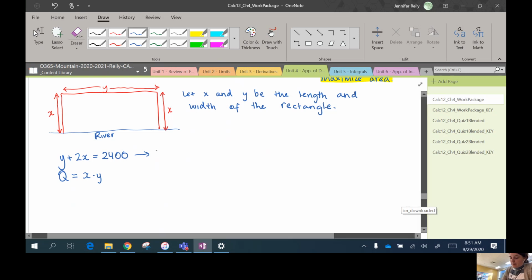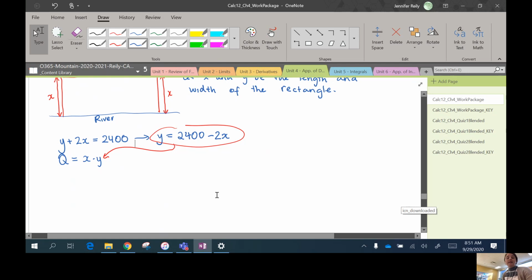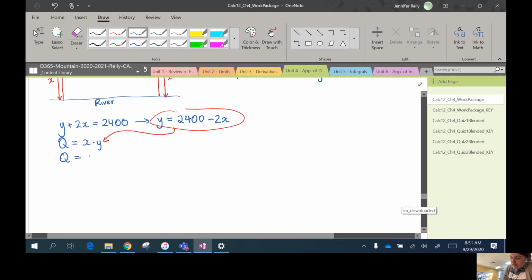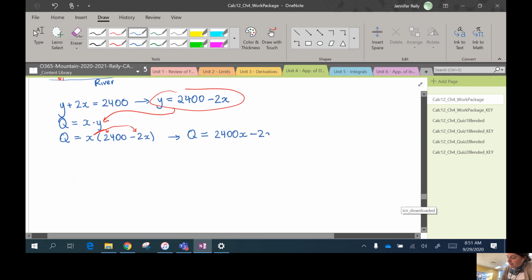So I'll just subtract 2x from both sides. So rewrite this as y equals 2,400 minus 2x. And I'm going to take that and sub it in for y because I want my quantity equation to be written only in terms of x. That way I can take the derivative a lot easier. Okay. So I'll have x times 2400 minus 2x. I'm just going to expand this before I find the critical numbers. You don't have to do this step, but it just makes your derivative easier. Otherwise you have to use the product rule, which I don't really want to do.